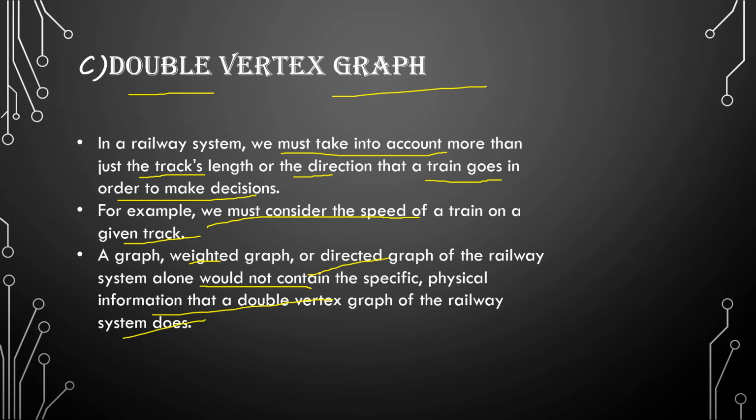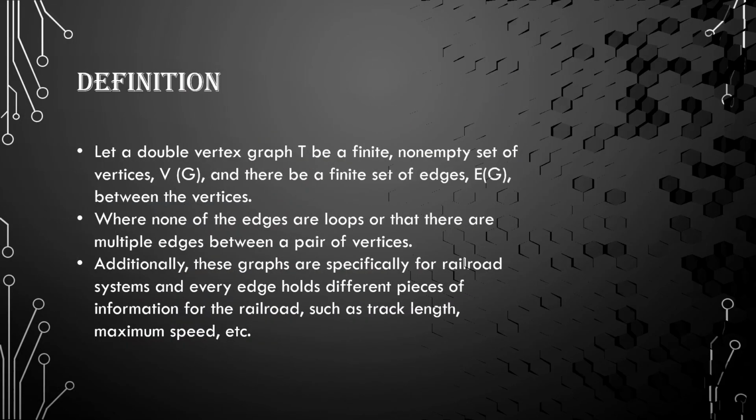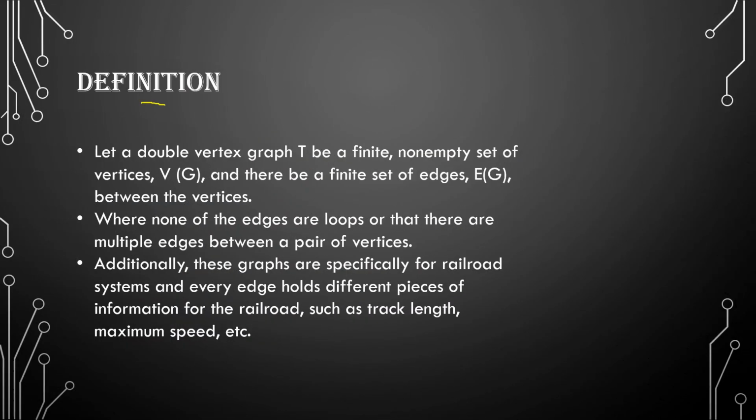So let us move to the next part, the definition part. Let a double vertex graph G be a finite non-empty set of vertices V of G. There will be a finite set of edges E of G between the vertices, where none of the edges are loops or multiple edges between a pair of vertices. Additionally, these graphs are specifically for railroad systems and every edge holds a different piece of information for the railroad, such as track length, maximum speed, etc.